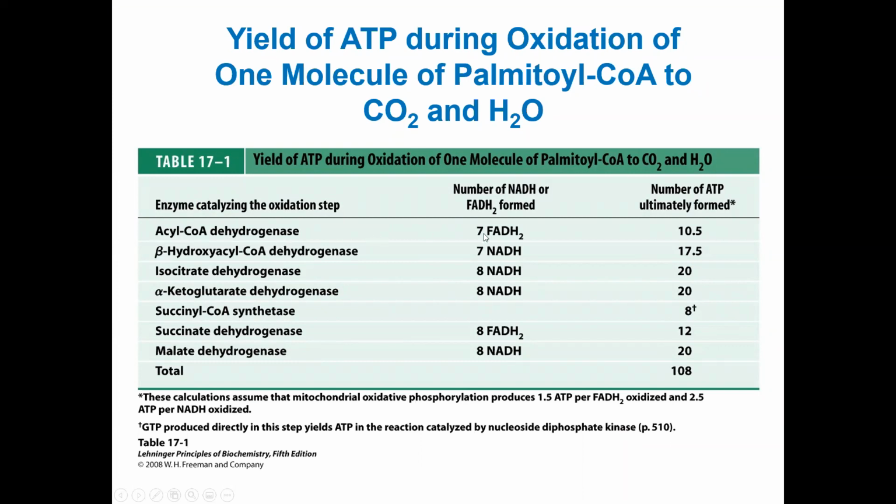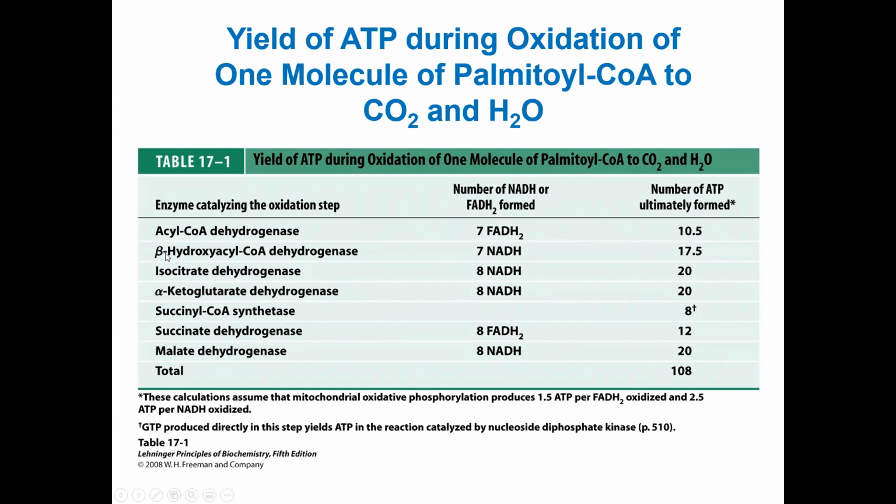That utilizes FAD. So you will make 7 molecules of FADH2. Think about it. Very cool. This is a 16 carbon fatty acid, right? But you need to run only 7 rounds of the beta oxidation cycle, right? So that's why 7 FADH2 molecules. And each FADH2 molecule makes 1.5 molecules of ATP. That's why you are making 10.5 ATP.